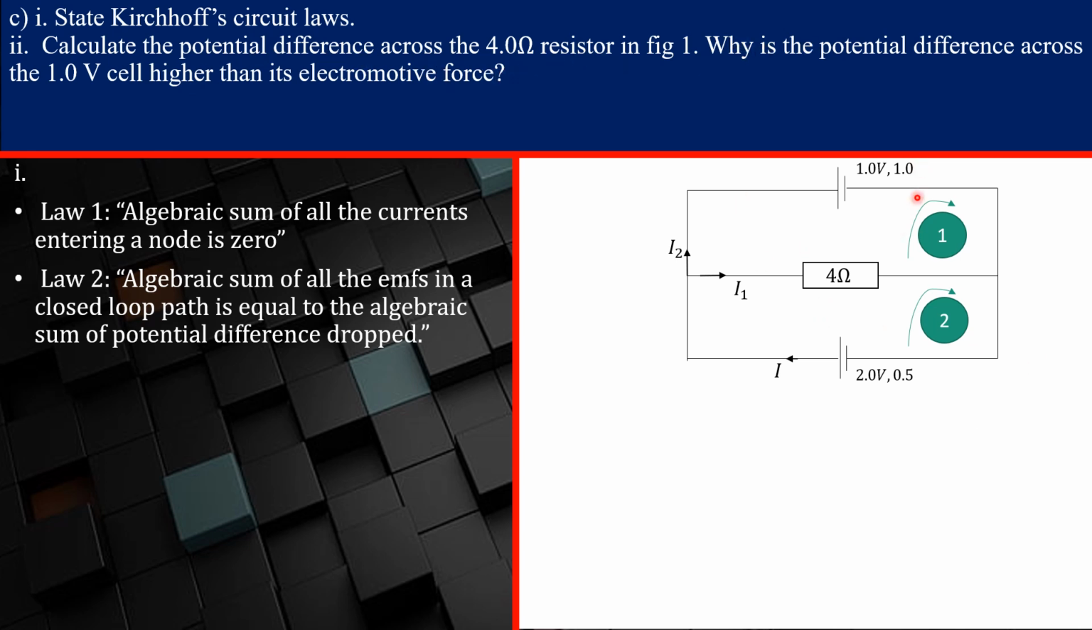This is our figure, but I've already indicated the loops and the direction of our traverse. From Kirchhoff's current law, I equals I1 plus I2. This is our I here, split into I1 and I2. And then, of course, we get -1 equals I2 minus 4 I1. So you can rearrange the equation.